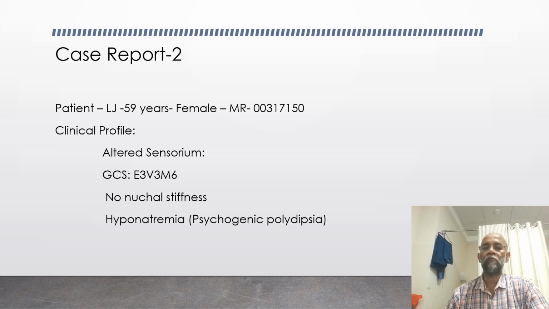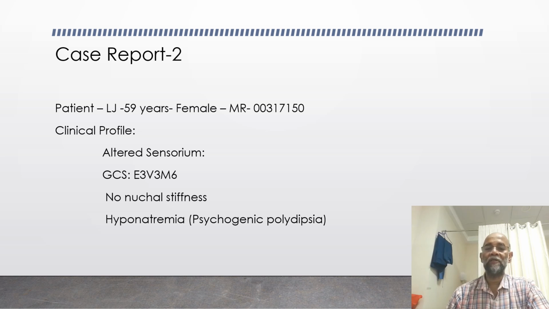The second patient was LJ, a 59-year-old female who was brought in with altered sensorium. The Glasgow Coma Scale score was E3, V3, and M6, which would make her a World Federation of Neurological Surgeons grade 2, and Hunt and Hess would also be grade 2 to 3.